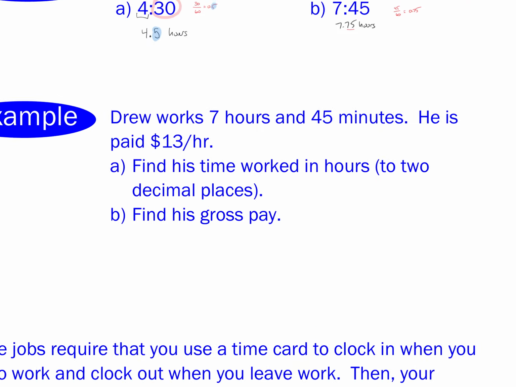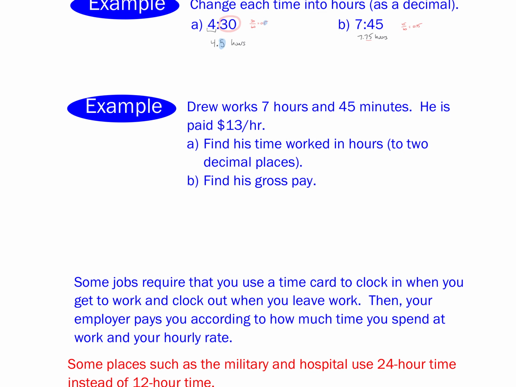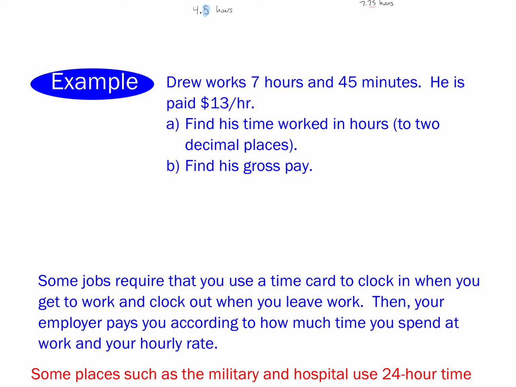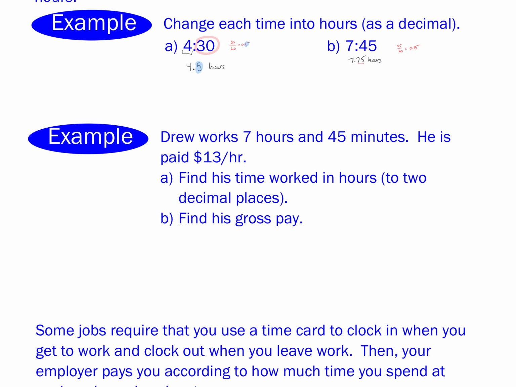Now, Drew works 7 hours and 45 minutes. He is paid $13 an hour. What's his time worked in hours to 2 decimal places? Now, to be honest with you, this is just a happy coincidence, but it shouldn't be overlooked that 7 hours and 45 minutes is actually right here. So the first part of this, as long as we are observant to see it, it's already done for us. It's 7.75. It's actually just what we already did. That's how many hours he works.